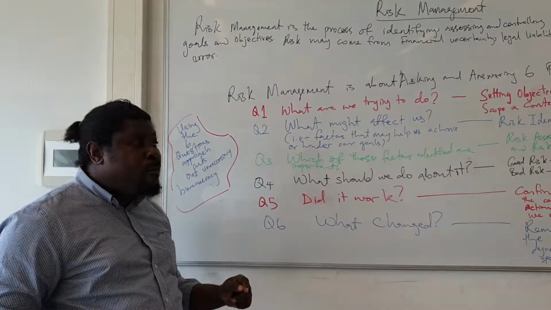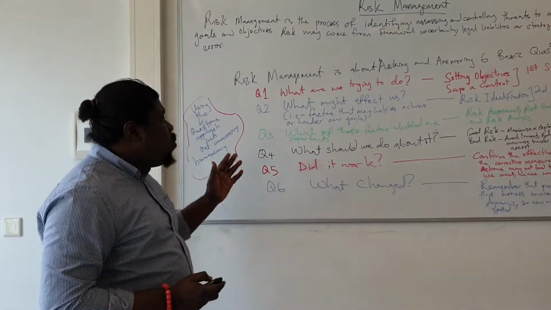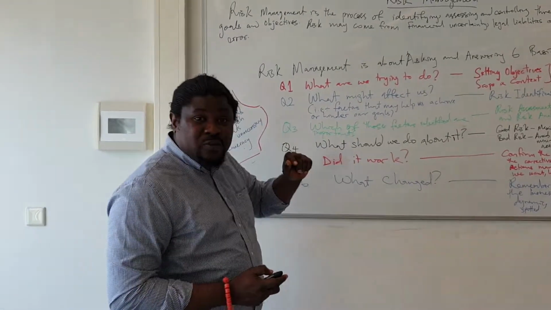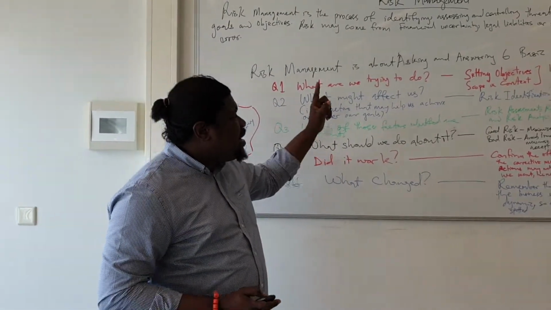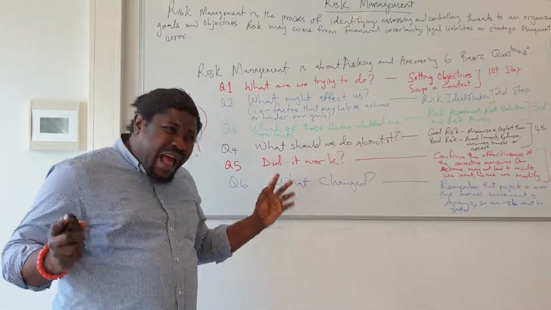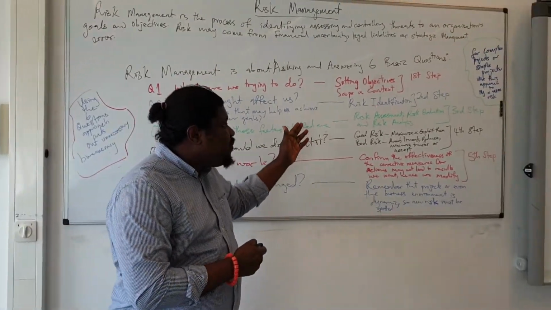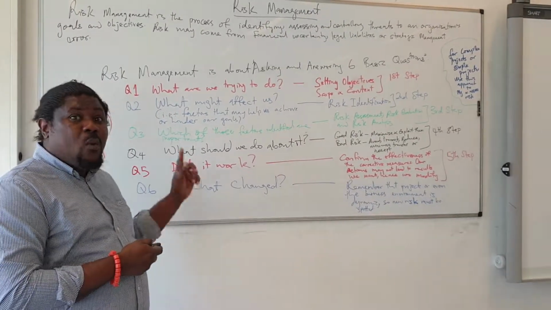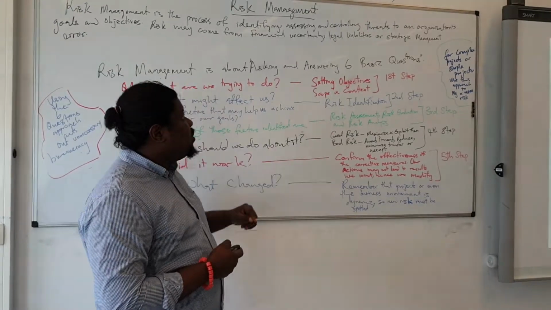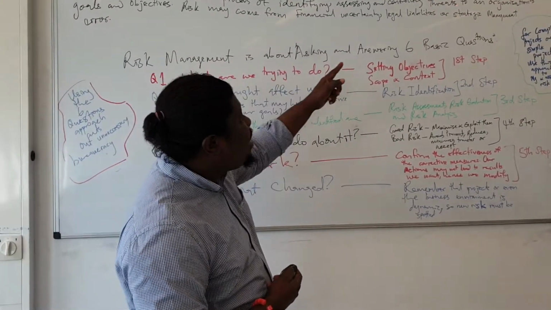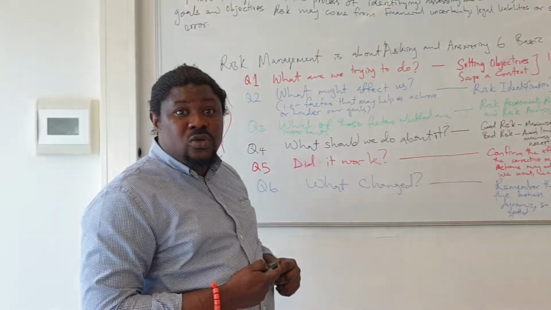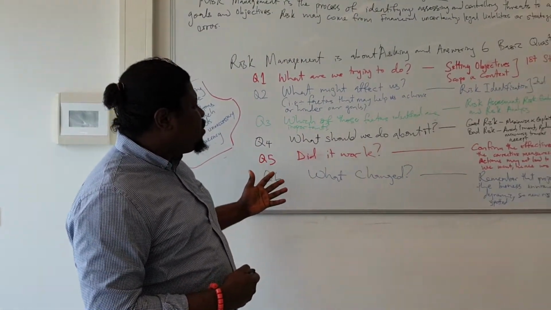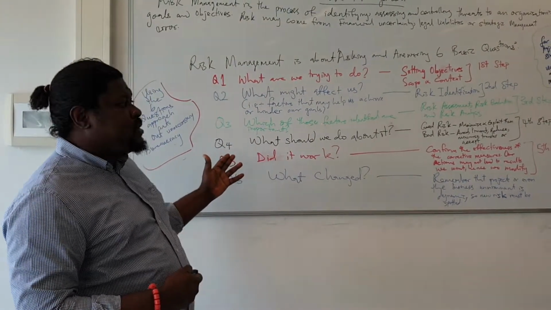So the second step of risk management is, what might affect us? Second step, question number 2. What might affect us? So, at this junction, we begin to identify different types of risk that may affect us. That's the second step, okay? What might affect us? Risk identification, which means we begin to identify the threats to the organization's goals and objectives, okay? Question number 3. Which of those factors identified are important?